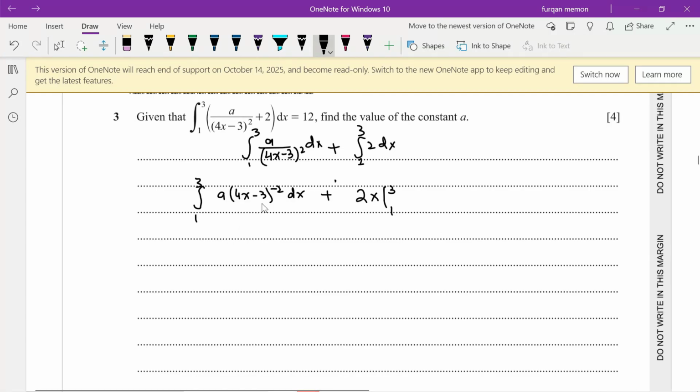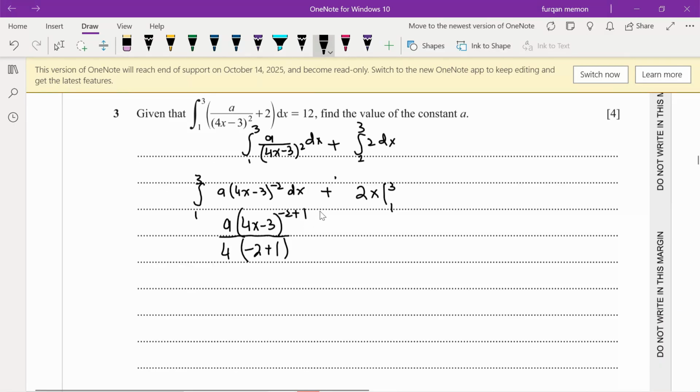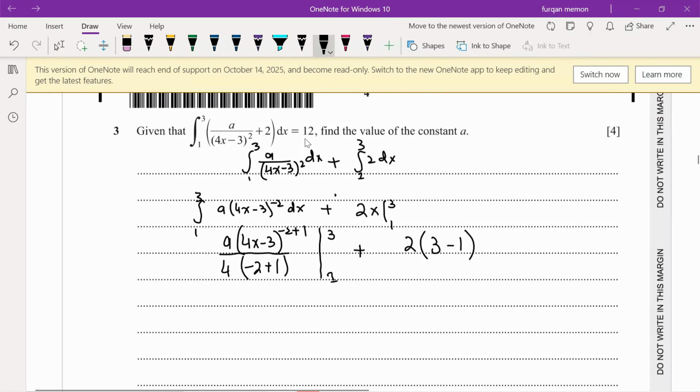Okay, we solve it further. The integration of a is constant, and the integration of (4x minus 3) to the power of negative 2 is (4x minus 3) to the power of negative 2 plus 1, divided by the power, which is negative 2 plus 1, and divided by 4. In this case the limit is 1 to 3, plus 2 times x, with limit 1 to 3, so x is 3 minus 1, and this is equal to 12.